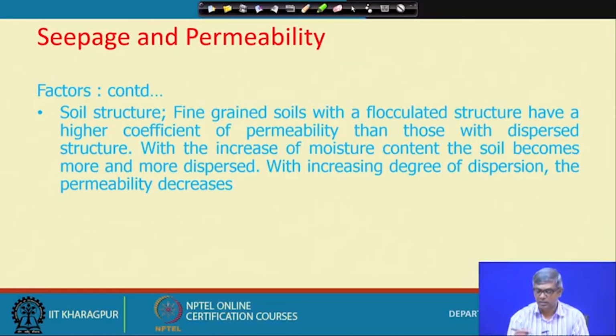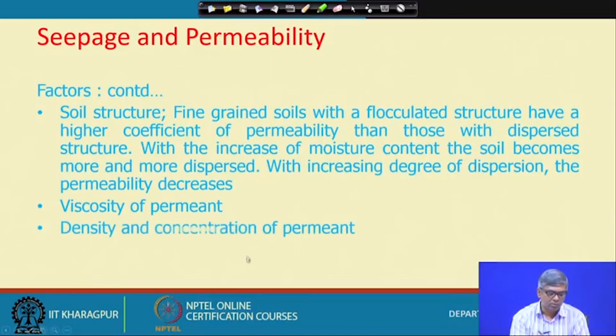So, this is another factor, and viscosity is also another, that is of course not very important, but different fluids will have different permeability, so from there we can conclude that viscosity is also important, and density and concentration of the permeant are also important. Okay. So, these are the different parameters or factors on which the permeability of a particular soil depends.